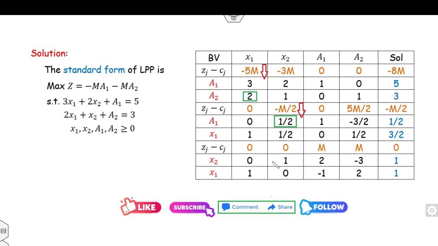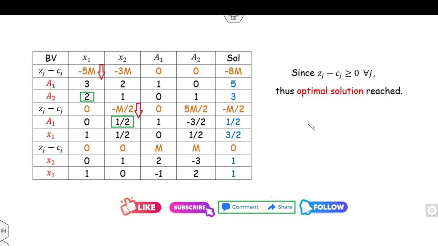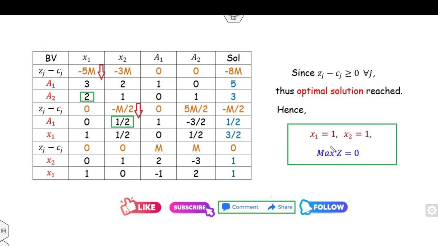Fine. Now you can see there are no negative values. So that means the optimal solution is reached. So can you find the value of x1, x2 and the maximization of z? So what is the value of x1? This is x1. The final answer is 1. Value of x2 is 1. And the value of z is 0, which is the correct answer of this problem.